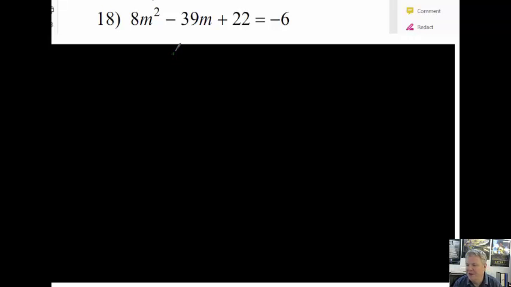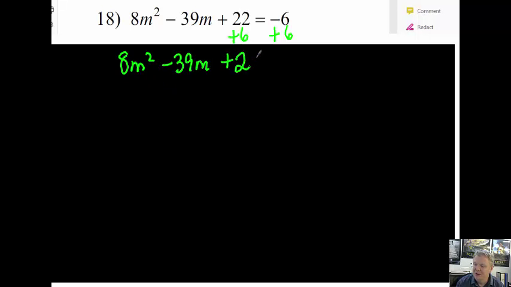All right, let's try one more, and then you should be able to handle these on your own. We know they have to be equal to 0, so we're going to add 6 to both sides. That would give me 8m squared minus 39m plus 28.